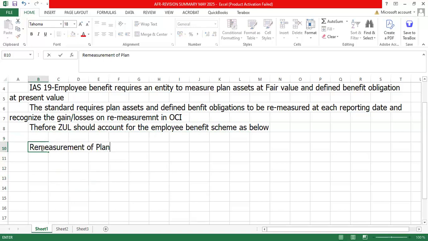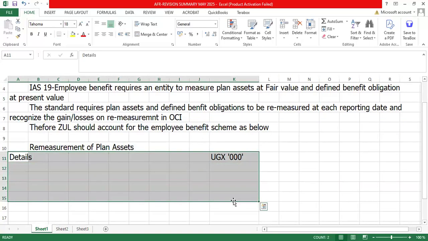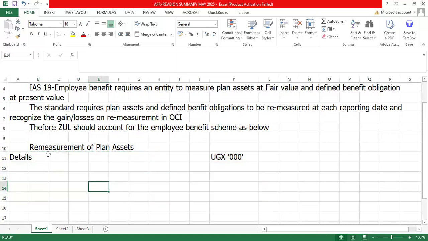I'm going to start with remeasurement of plan assets. We do this working. Here you are going to put details. After these workings, I will tell you what should appear in P&L, what should appear in other comprehensive income, and what should appear in the balance sheet. But let's do this working first. So, measurement of plan assets.